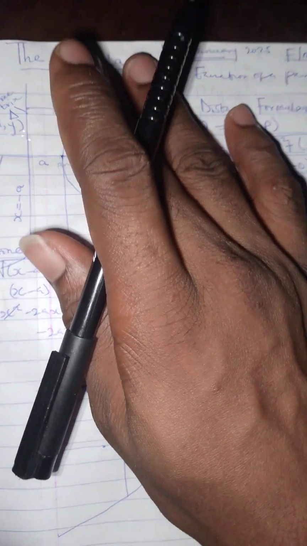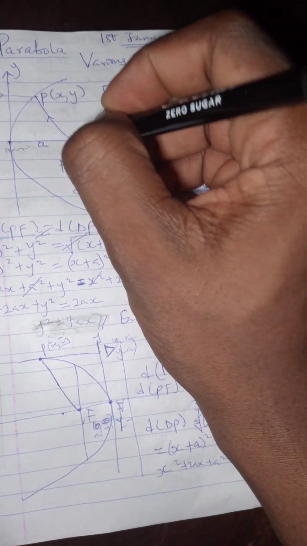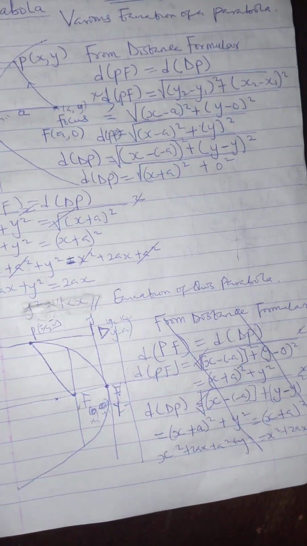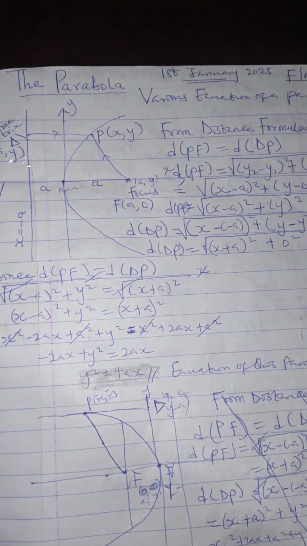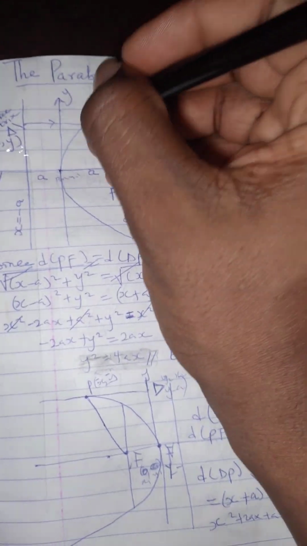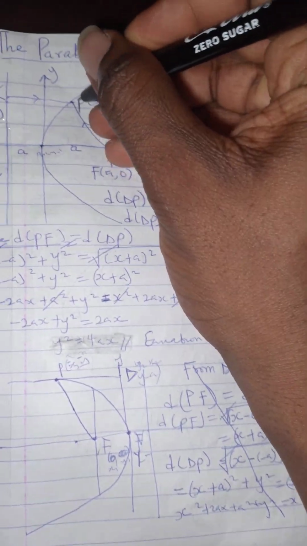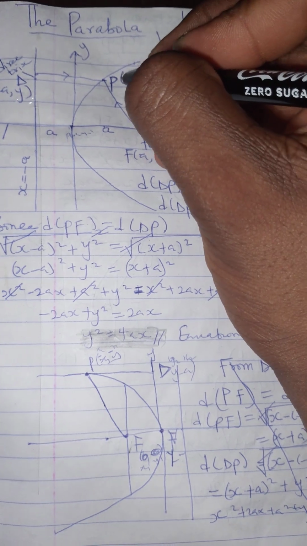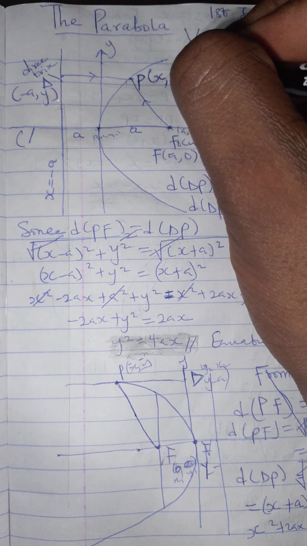So this type of parabola is facing the x-axis, on the positive side. So this is the focus. Now we are going to take a point on the parabola, at the upper side of the parabola. Just take any point on this parabola. We take this point here and label it P. We don't know the coordinates, so we label it X, and here Y.